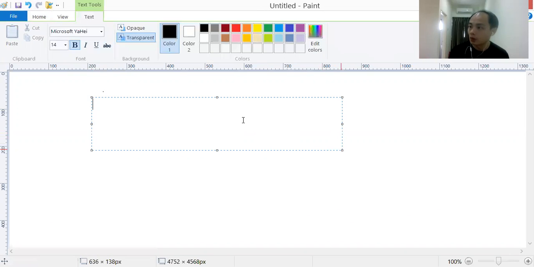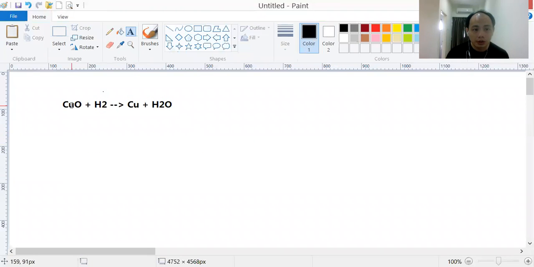For example, copper oxide plus hydrogen produce copper plus water. Okay, from this, you see copper oxide, CuO, become copper, and H2 become H2O. So which one is oxidation, which one is reduction?